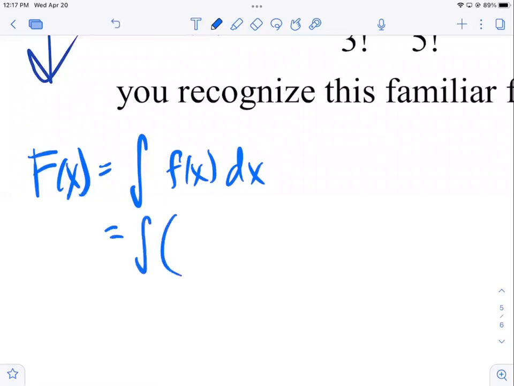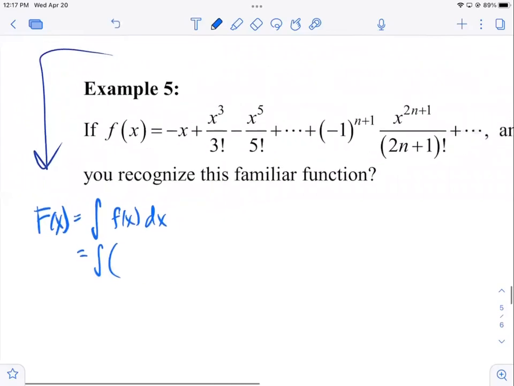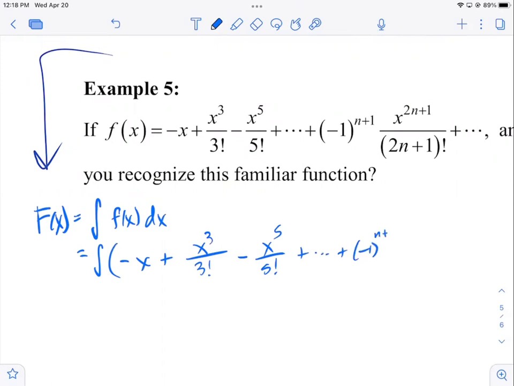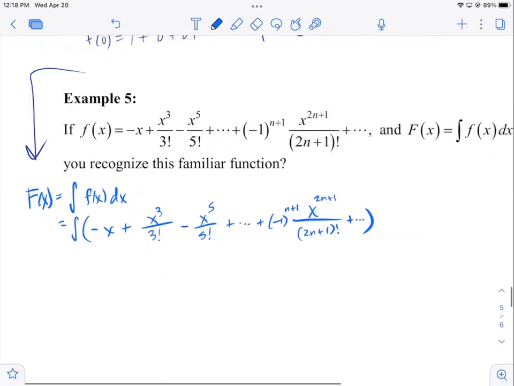All right, so let's go ahead and replace f of x now with the infinite series, negative x plus x cubed over 3 factorial, minus x to the 5th over 5 factorial plus dot, dot, dot, plus negative 1 to the n plus 1, x to the 2n plus 1. I'm going to include the general term in here, 2n plus 1 factorial plus dot, dot, dot, close parentheses, dx. All right, nice. Now, with infinitely many terms, you should be able to integrate this pretty quickly, right? Yes, and down the line, term by term. All right, good one.